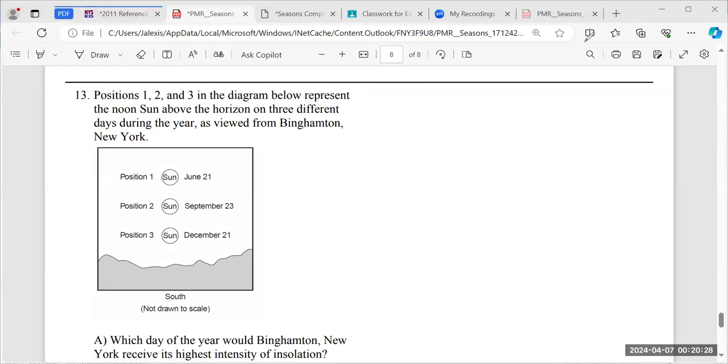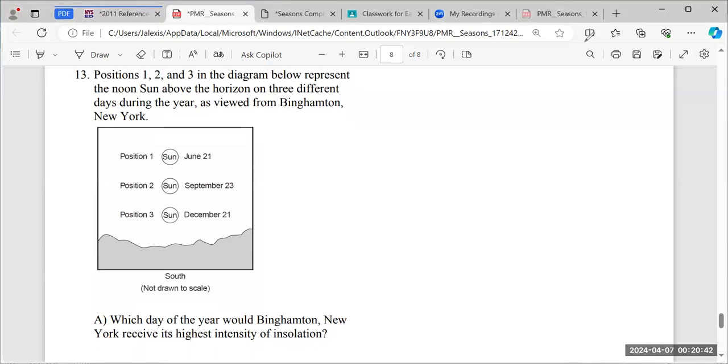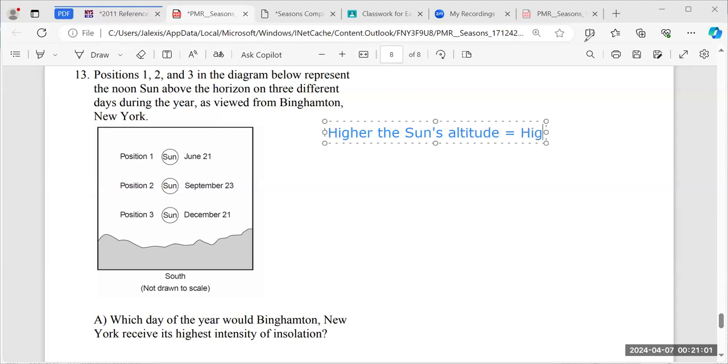Positions 1, 2, and 3 in the diagram below represent the noon sun above the horizon on 3 different days during the year as viewed from Binghamton, New York. In A, which day of the year would Binghamton, New York receive its highest intensity of insolation? Remember, and I said this throughout the video today, I'm going to say it again, the higher the sun's altitude, the higher the intensity of insolation.